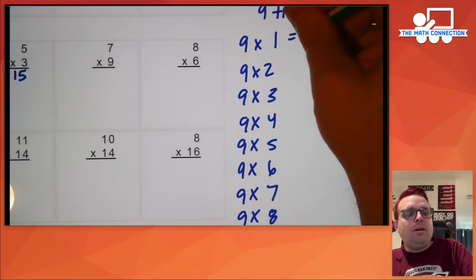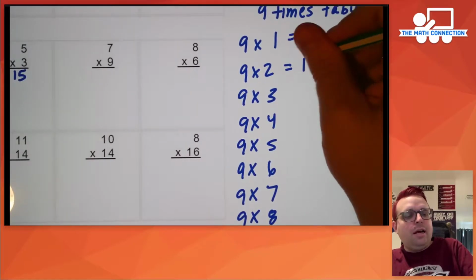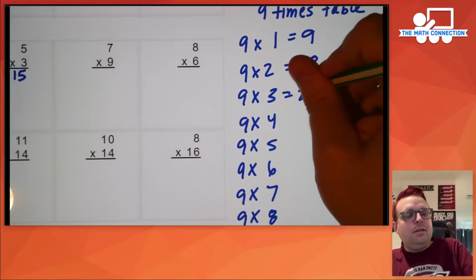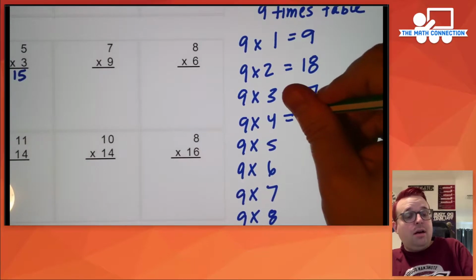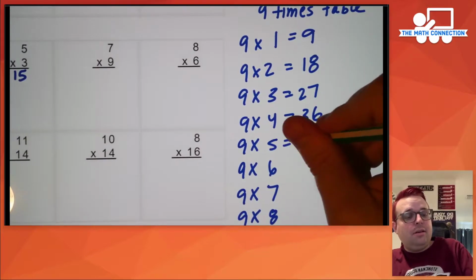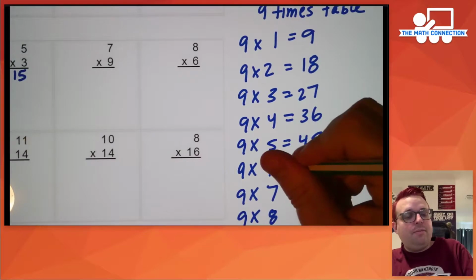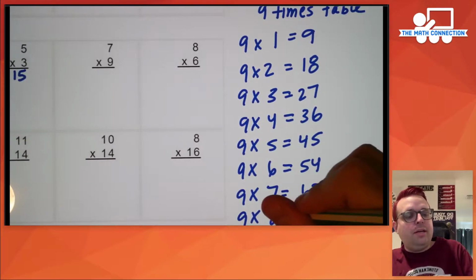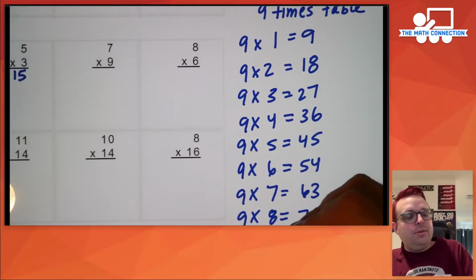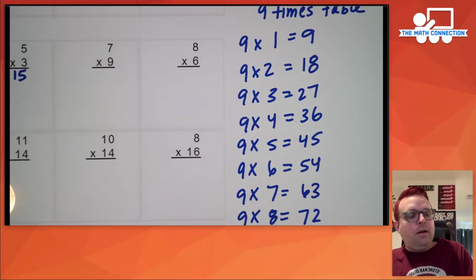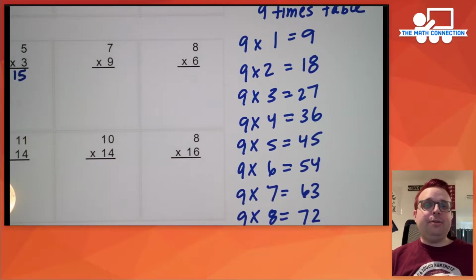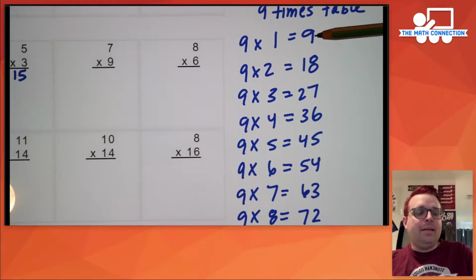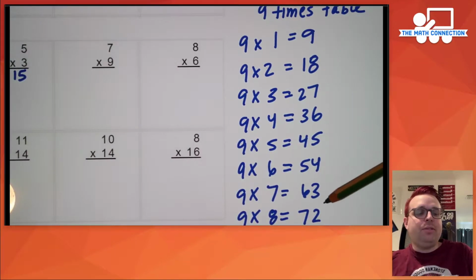So 9 times 1 gives me a 9, and then that's 18, 27, 36, 45, 54, 63, 72, 81. And if you notice a pattern here, in this 9 times table, the ones place is going down by 1. So 9, 8, 7, 6, 5, 4, 3, 2, 1.